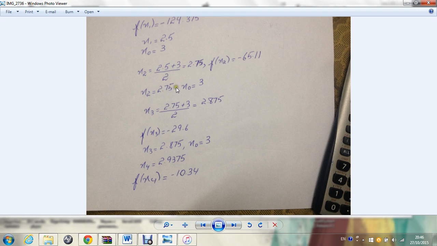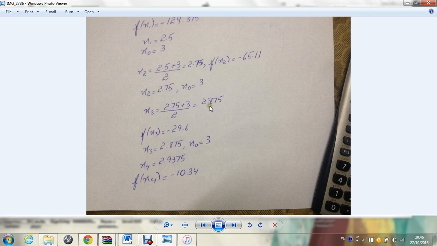Now we will take the average of these two values. You will notice that this value is negative, minus 65.11, and the previous value was also negative, minus 24.375. So we will continue with the same root, 2.75 and x0 equal to 3, because we didn't get any positive value. So now we take the average of these two, which comes as 2.875.